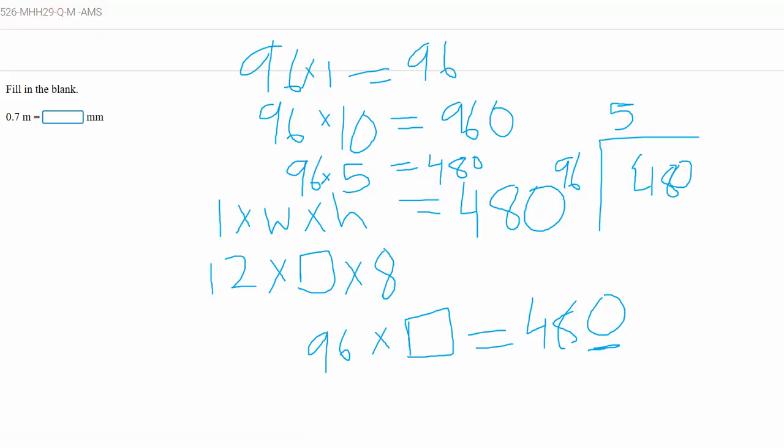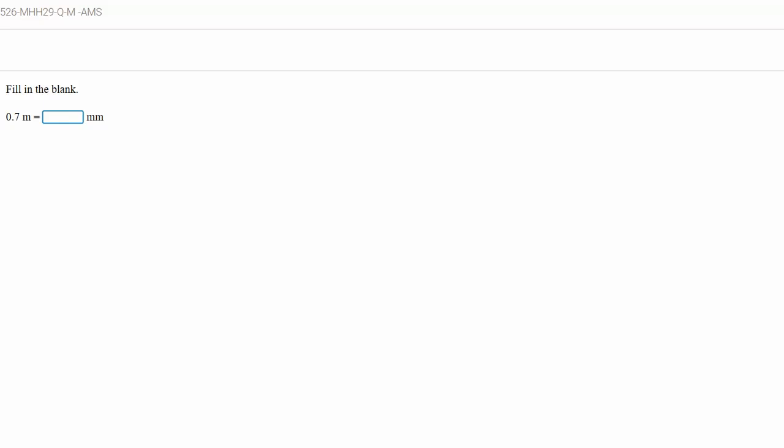Whenever you have a conversion factor, what do we try to do? First, we need to understand: are we going from a smaller unit to a larger unit, or from a larger unit to a smaller unit? Why am I saying that? Because whenever you go from a larger unit to a smaller unit, you're going to multiply. For example, here we're going from meters to millimeters.